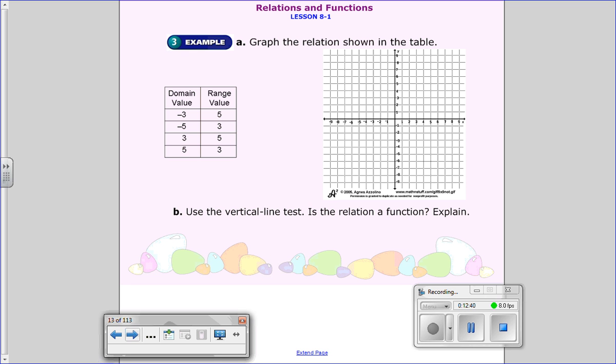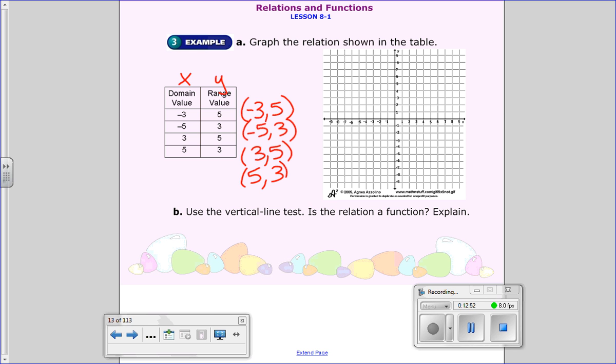So domain, again, just means x. Range means y. So again, I could rewrite these as (negative 3, 5), (negative 5, 3), (3, 5), and (5, 3). All right, so I start doing this. Negative 3 and up to 5, negative 5 to 3, let's see, 3 to 5, and then 5 to 3. So I have all 4 points, and now I start doing a graph.